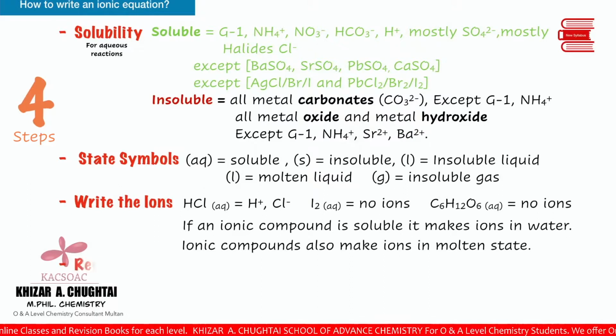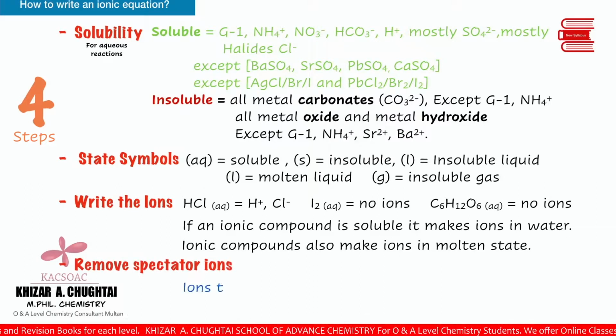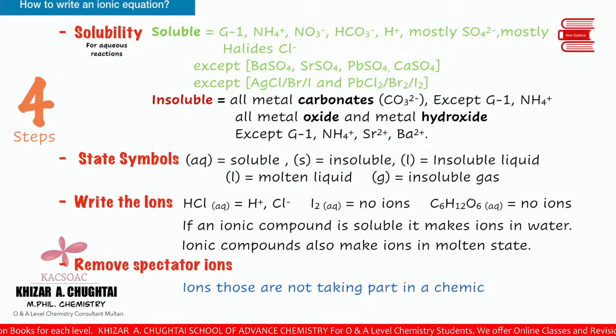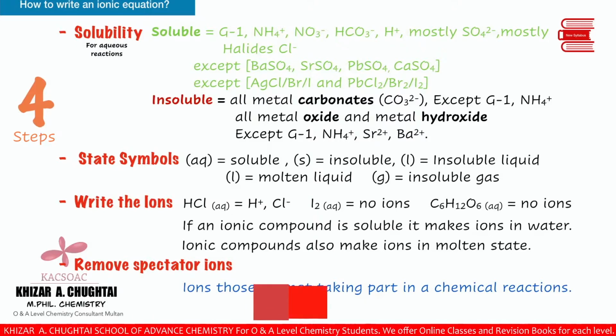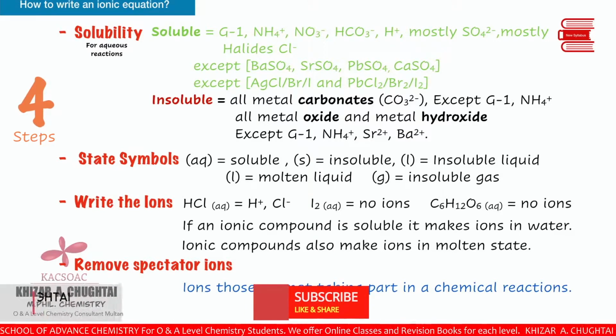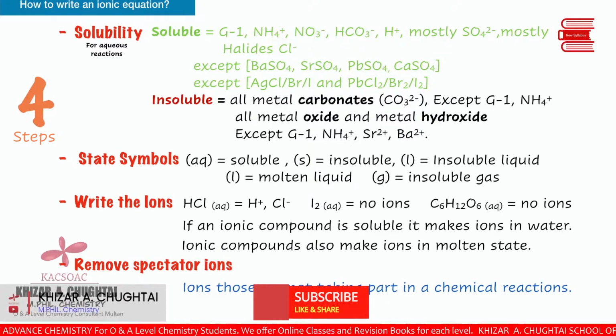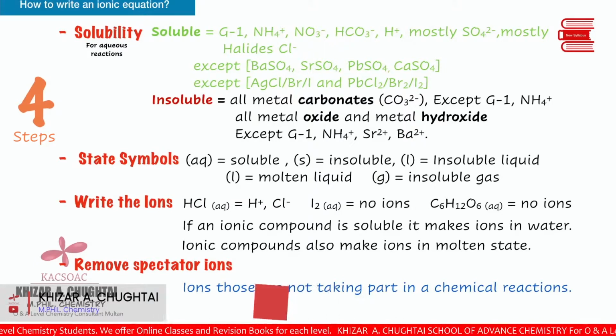The next step is to remove spectator ions. Spectator ions are the ions that do not take part in a chemical reaction. They remain unchanged during the course of the reaction, the same before and after. They are said to be spectator ions. So the last step is to remove the spectator ions. Now let's solve a few examples.